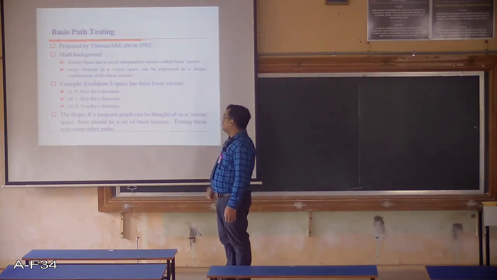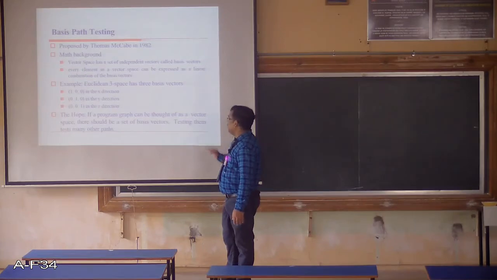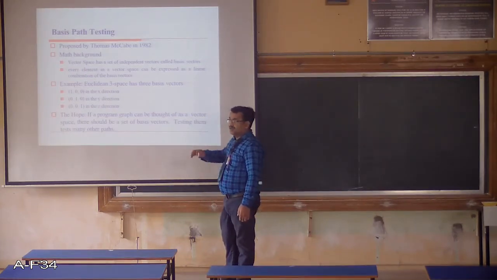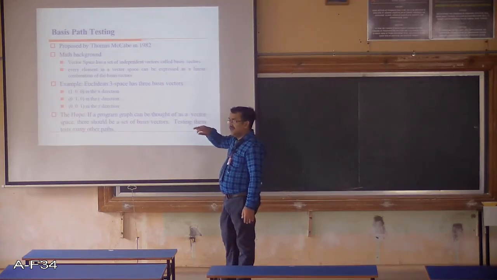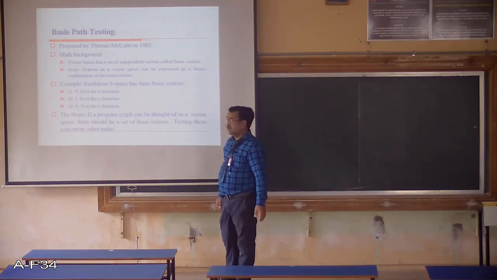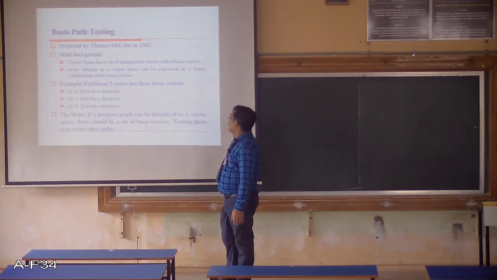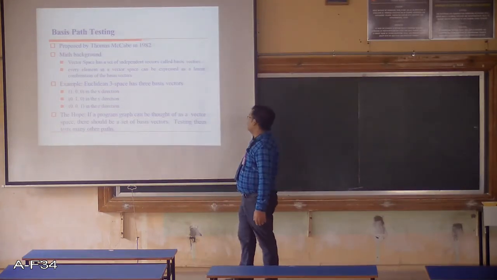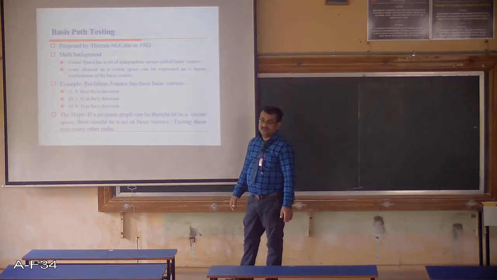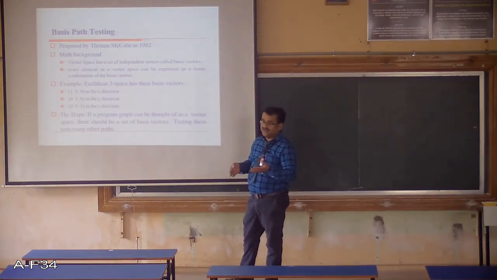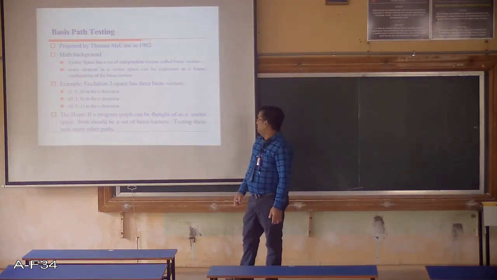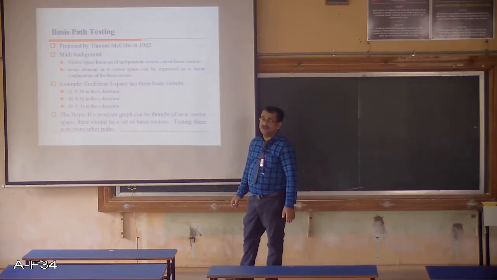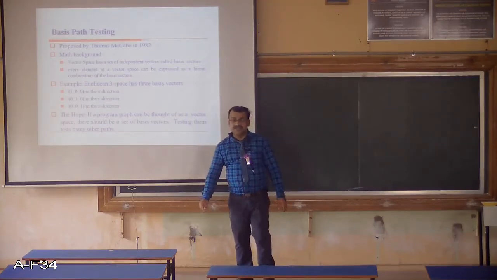So the hope from this is that the program graph can be thought of as a vector space. Because in the program flow graph we have directed lines, the edges, we can think of them as a vector space. There should be a set of basis vectors, so testing them tests many other paths, since we can derive all other vectors in the vector space by using the basis vectors. So if we have test cases derived for those basis vectors, then we can have most of the test paths covered. That is the hope with which the algorithm has been developed.